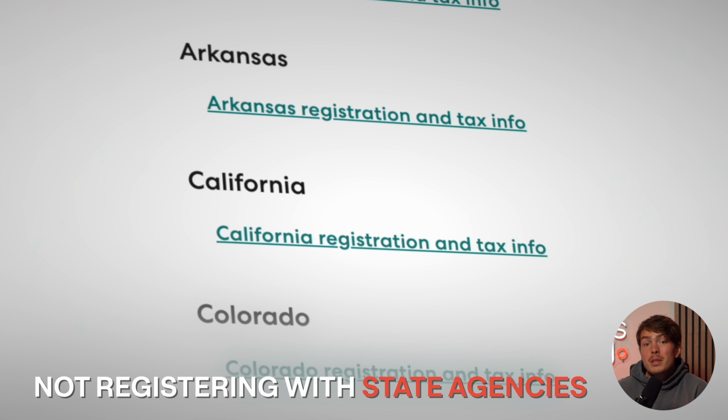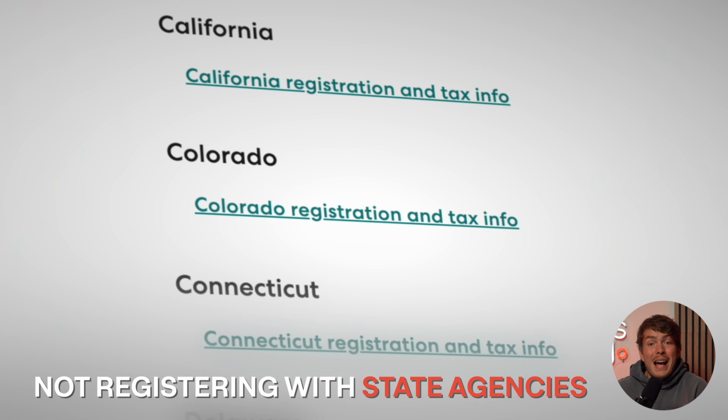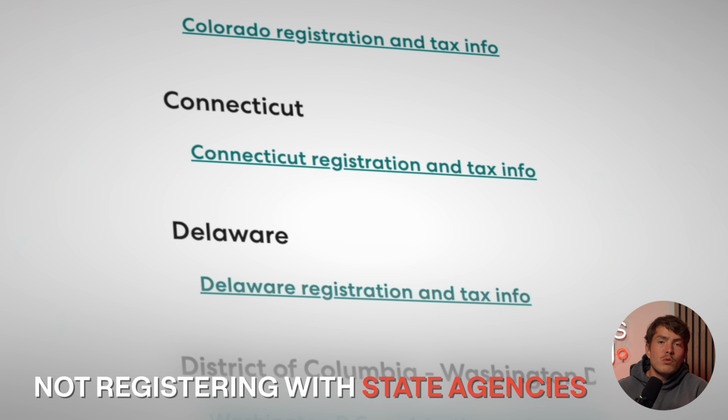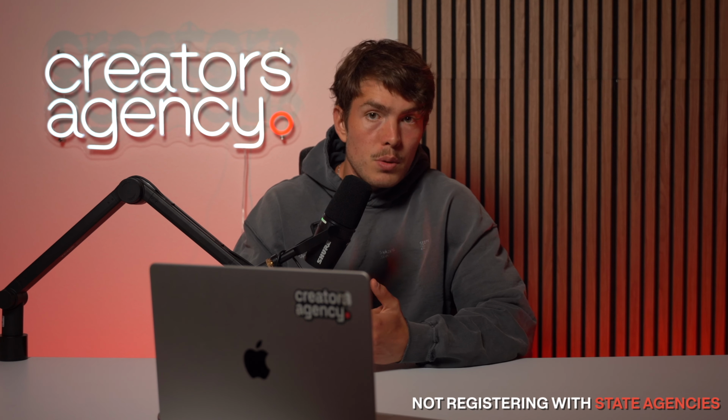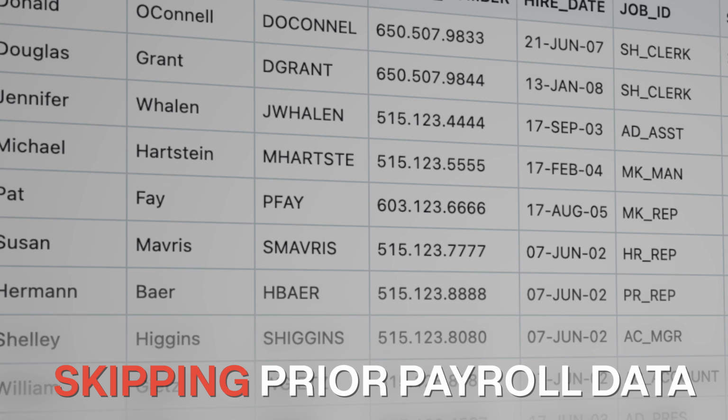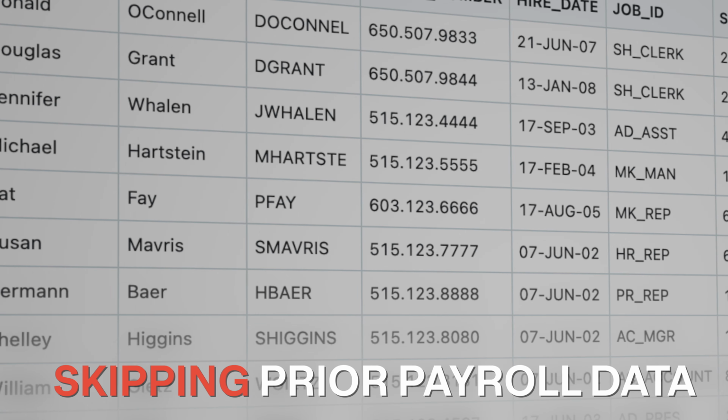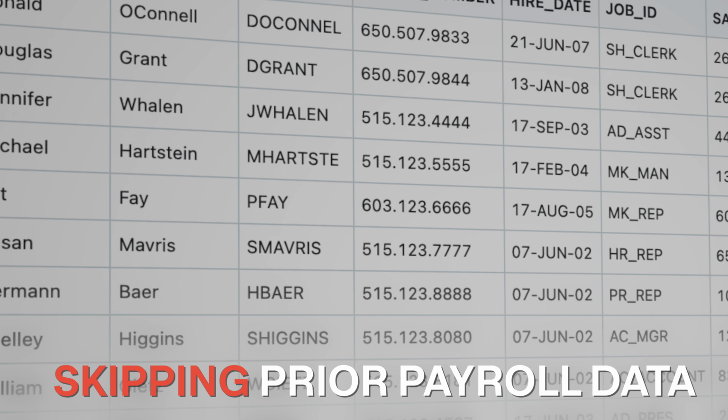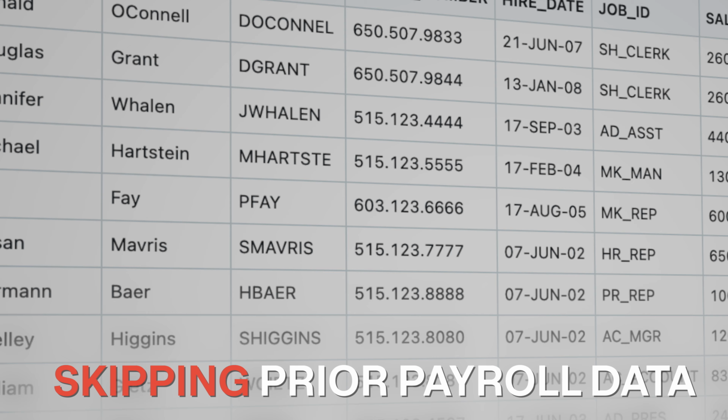Next is not registering with those state agencies, which causes failed tax filings. If you are not on record with the state, they can't report to the state properly, and you just need to make sure you do that from the get-go. And then skipping prior payroll data, which really is going to mess up W-2s at the end of the year. So make sure as you are setting up, you have all that previous payroll data up front.